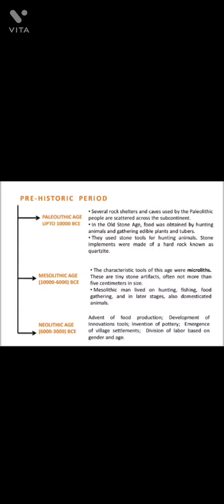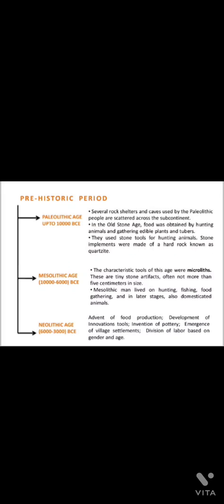The Paleolithic men lived in the wild and they used to dwell in rock shelters and caves. Several such rock shelters and caves used by the Paleolithic men were discovered at different places across the Indian subcontinent. During the Paleolithic age, men used to obtain food by hunting and gathering of edible plants and tubers. For hunting, they used rocks. These rocks were generally quartzite. So the Paleolithic man was also known as the quartzite man. Interestingly, this was the period when men learned the use of fire.